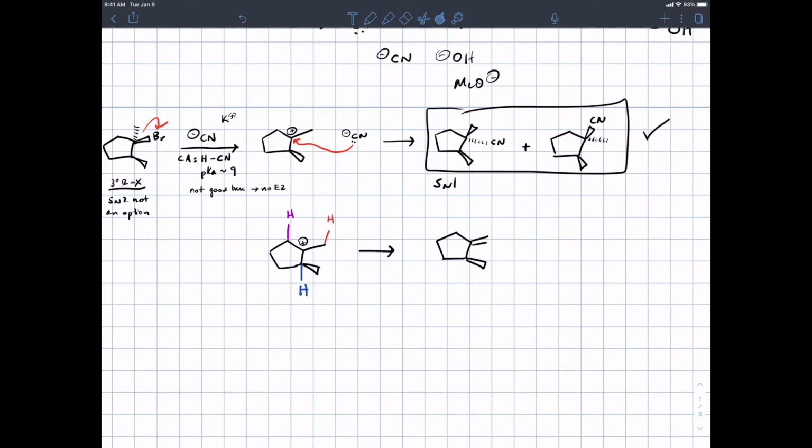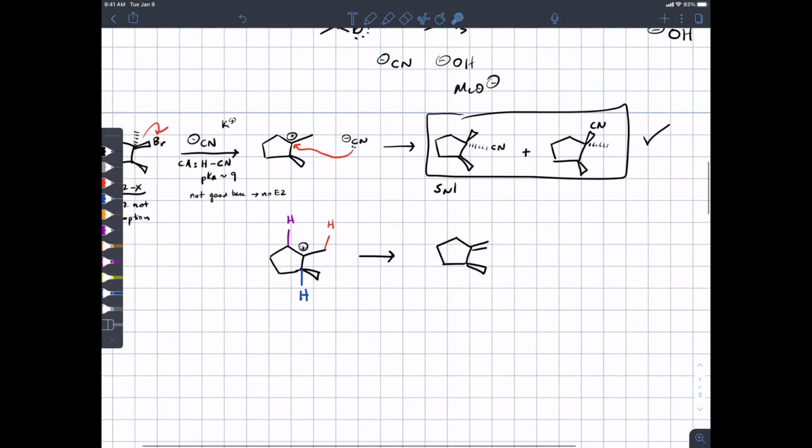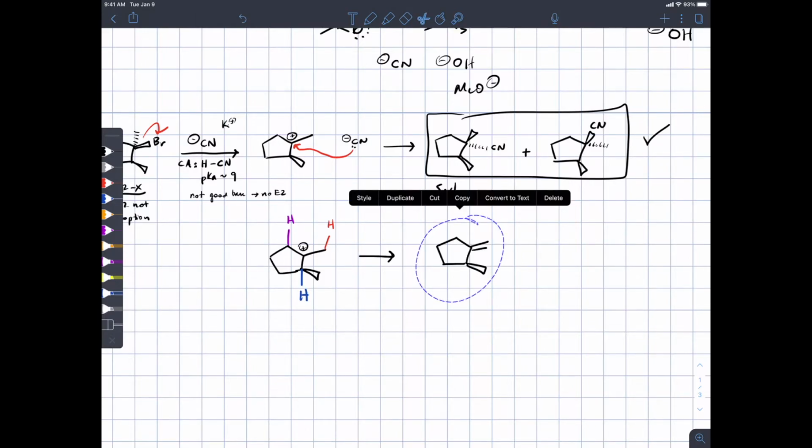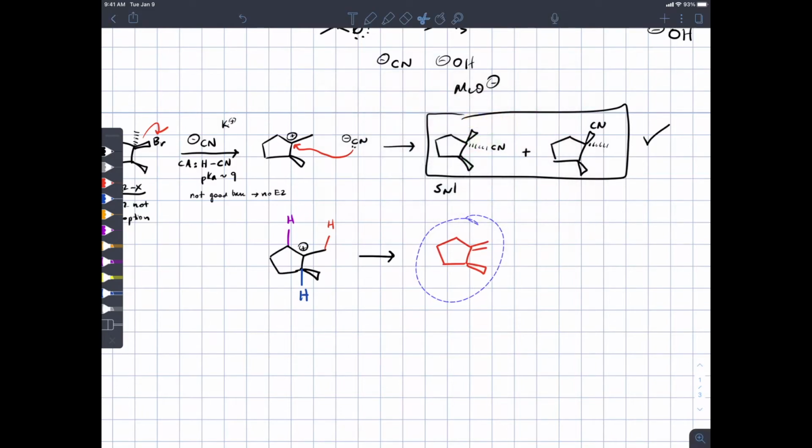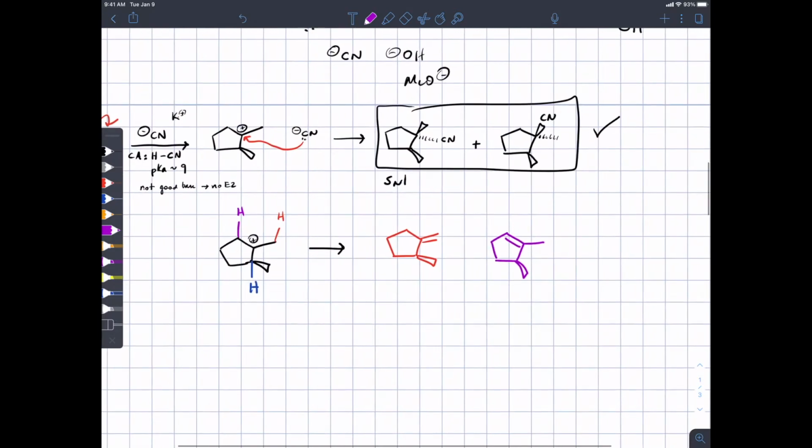You've got 3 different kinds of beta protons, each of them adjacent to the positive charge. The one I drew, I guess we could color it red because it came from removal of the red beta proton. If we remove the purple one, we've got this one. Similar but different. And lastly, you've got this option.